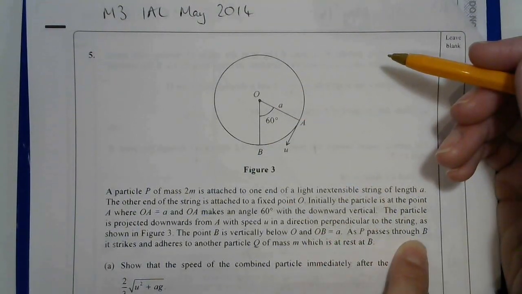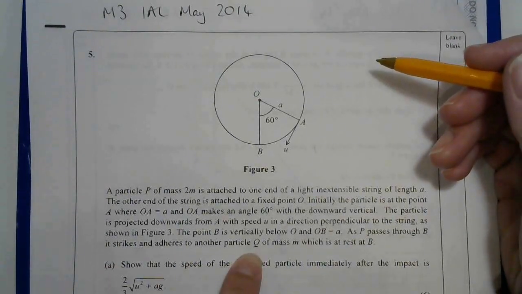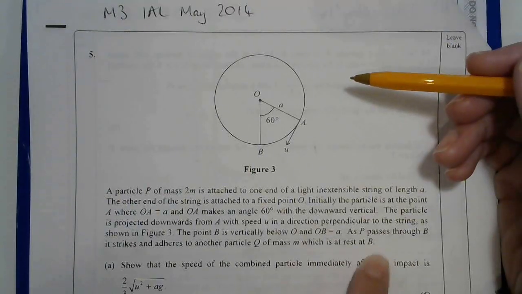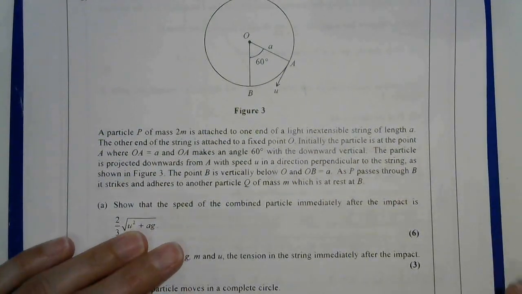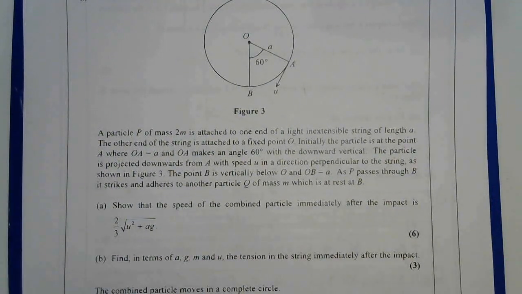As P passes through B, it strikes and adheres to another particle Q of mass m, which is at rest at B. Show that the speed of the combined particle immediately after the impact is this expression, and this is worth 6 marks.